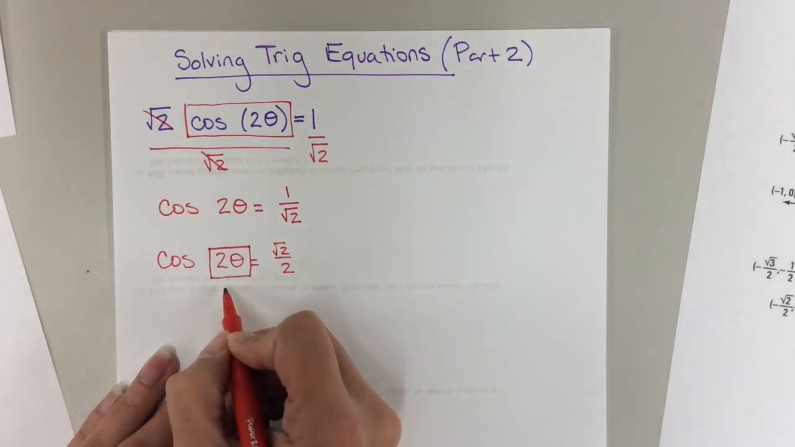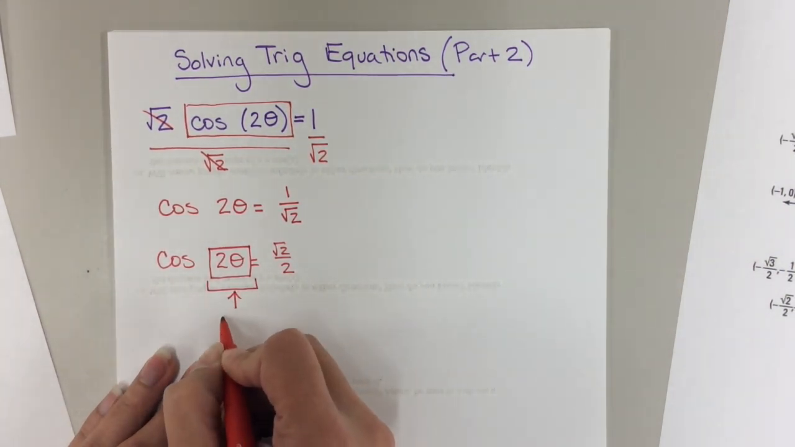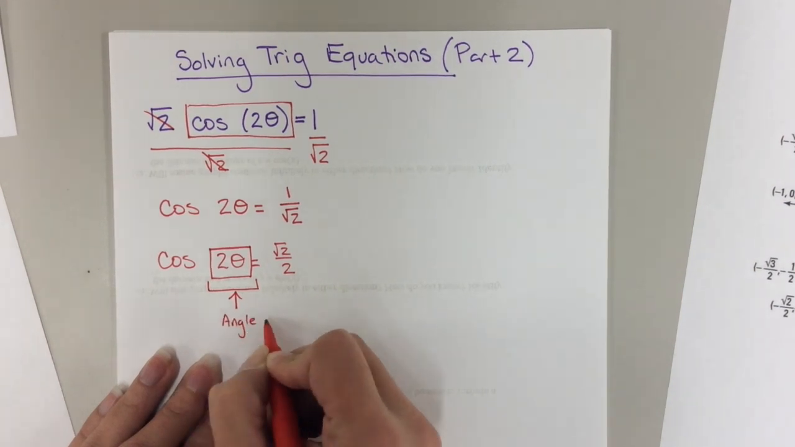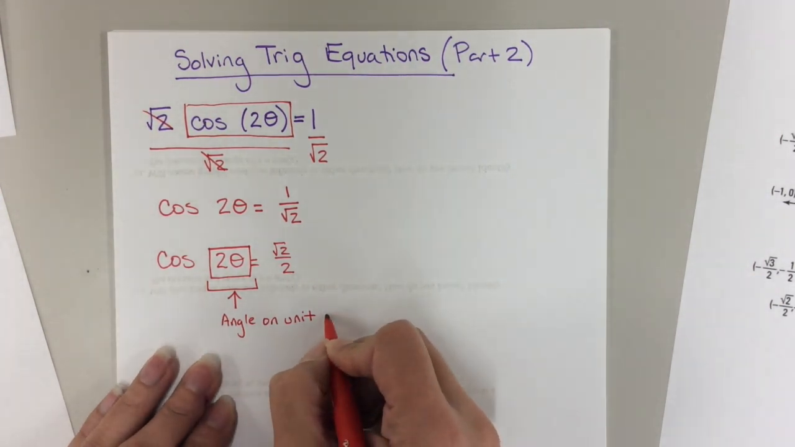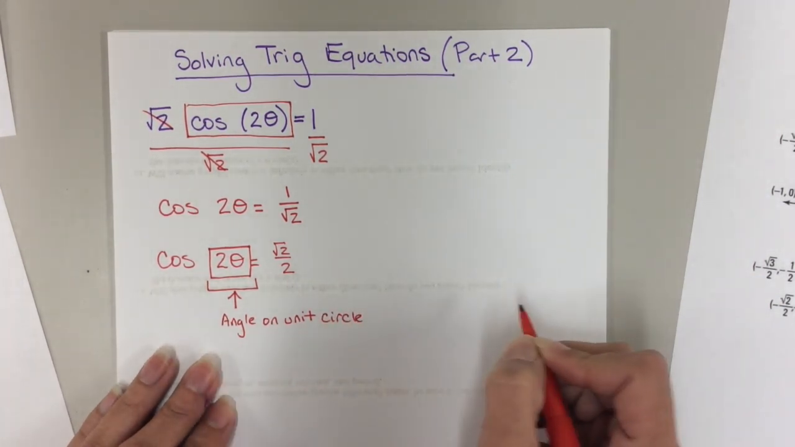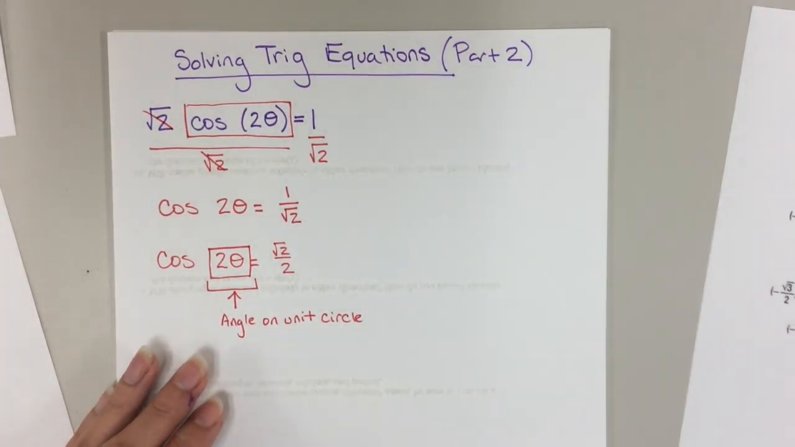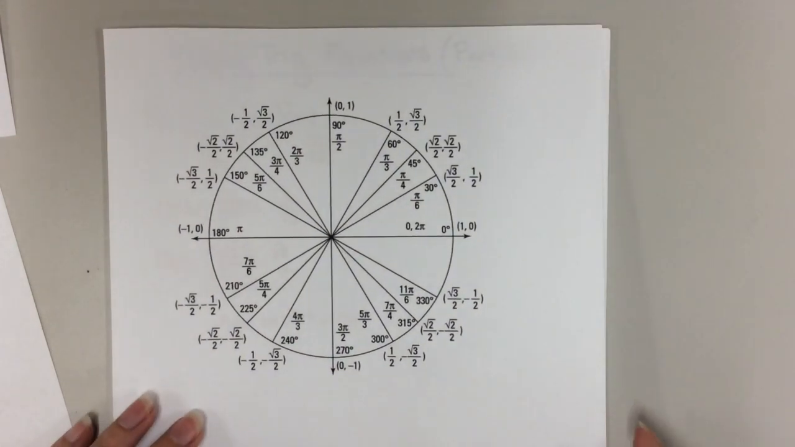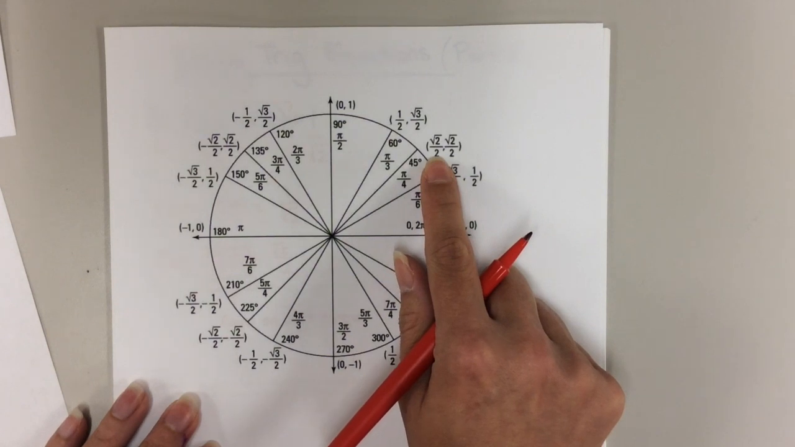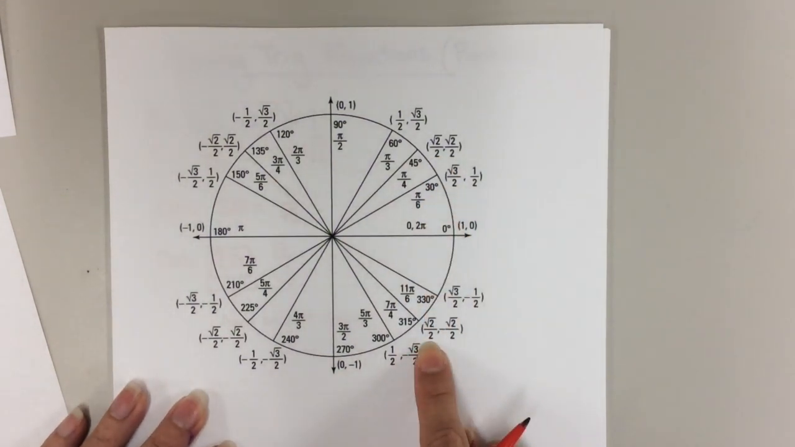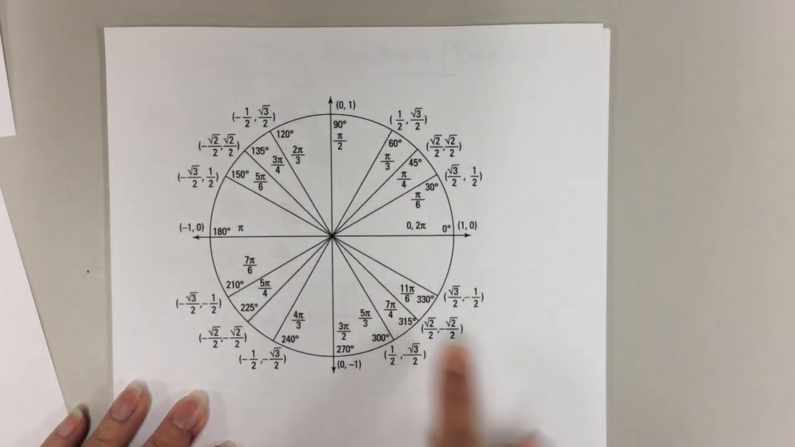And so this whole thing is the angle on the unit circle. So we are looking for what angle on unit circle will give us square root of 2 over 2 when we take the cosine of that angle. So go to your unit circle, and we're looking for positive x coordinate of square root of 2 over 2, and there it is, right there and right there. So the angle is pi over 4 and 7 pi over 4.